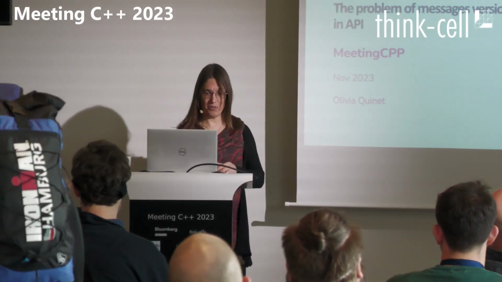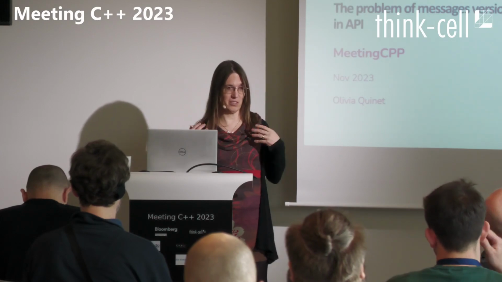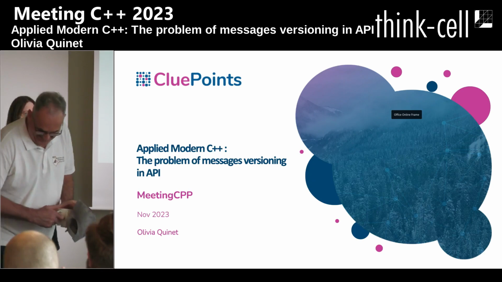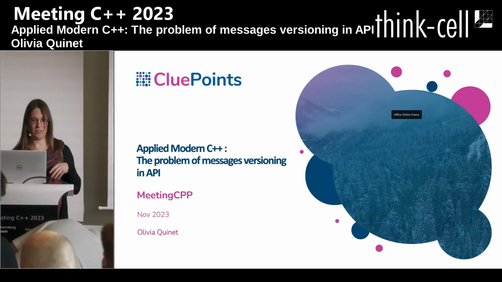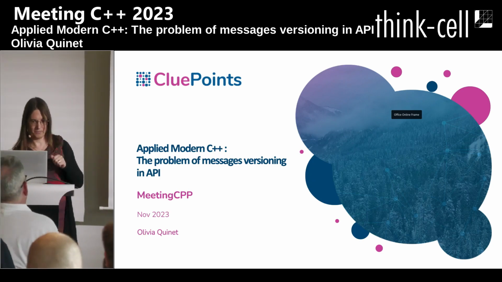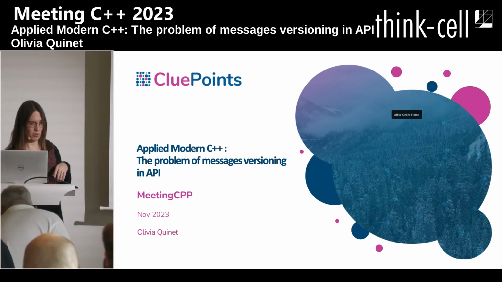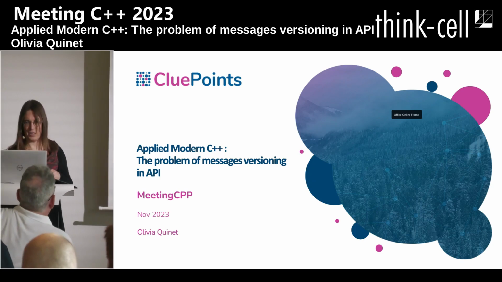I work in the R&D department of Clupons, and my role is mainly to industrialize algorithms developed by our statisticians to analyze clinical data that are collected in clinical trials. And today the subject of my talk is applying modern C++ to the problem of message versioning in APIs.